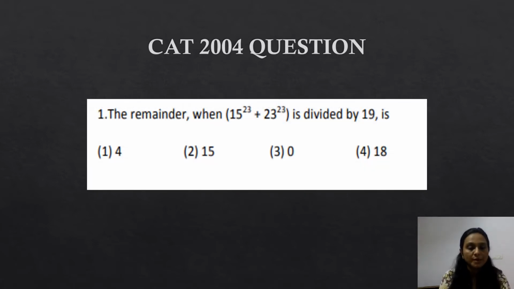So here, let us go through the first question. This has been picked up from CAT 2004. The question goes like, the remainder when 15 power 23 plus 23 power 23 is divided by 19 is, we have been given 4 options.